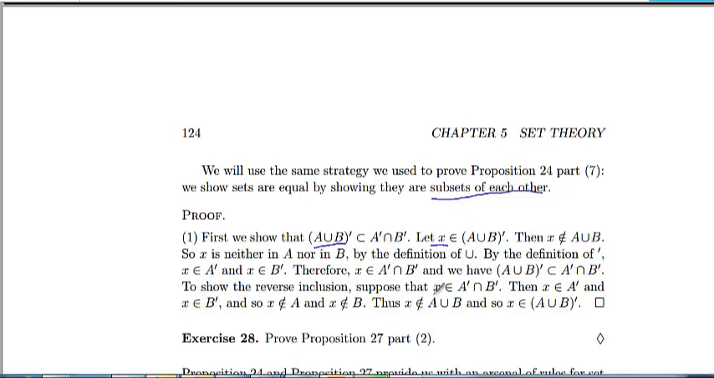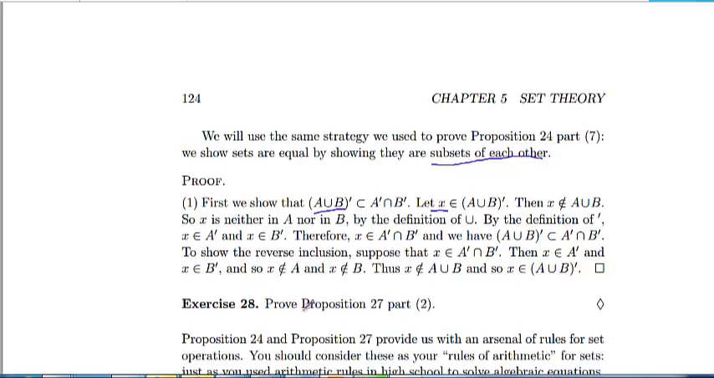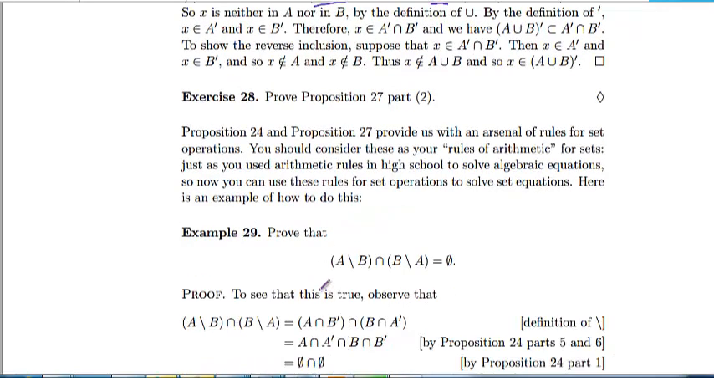To show the reverse, suppose that X is in A complement intersect B complement. That means that X is in A complement and X is in B complement. So X is not in A and X is not in B. So that means that X is not in A union B because it's not in A or B. So X is in (A union B) complement. These other propositions you'll prove similarly.